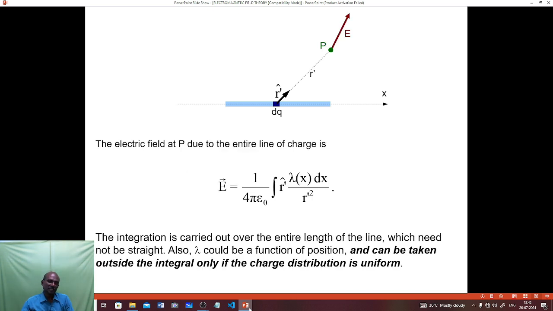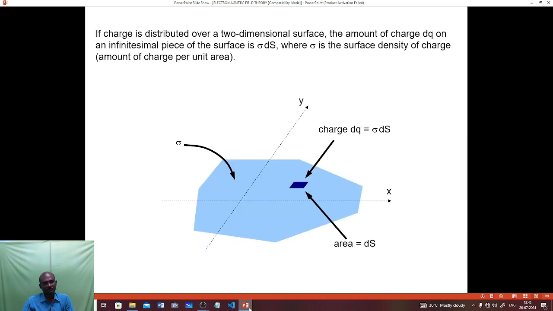So the electric field at any point is E = (1/4πε₀) times the unit vector r cap times λ(x) dx by r². So integrating this, we can get the real value of the electric field intensity.